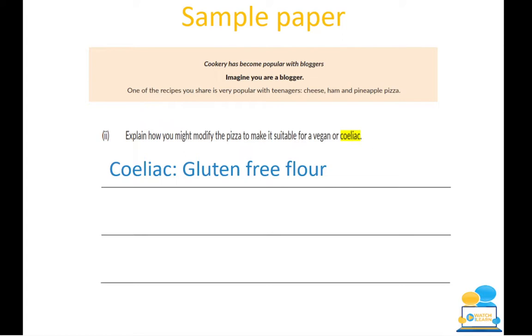So when I'm thinking of pizza, what do I need to make a pizza? I am going to need yeast, water, flour and oil. Yeast is fine, water's fine, oil is fine, but it's the flour, so it's your gluten-free flour that you're going to need to change there. So you would say, I would modify this pizza to include gluten-free flour, as a celiac cannot digest gluten. That would be the type of answer they'd be looking for. It's important to read the action verb, which should be explained, to know how much detail you're looking for.